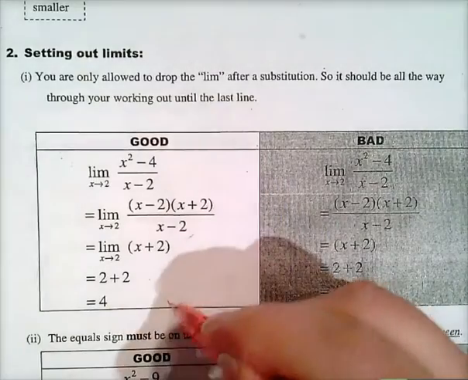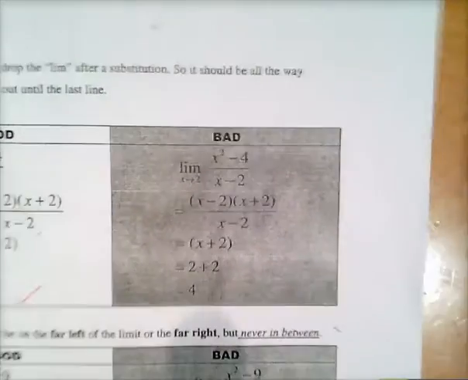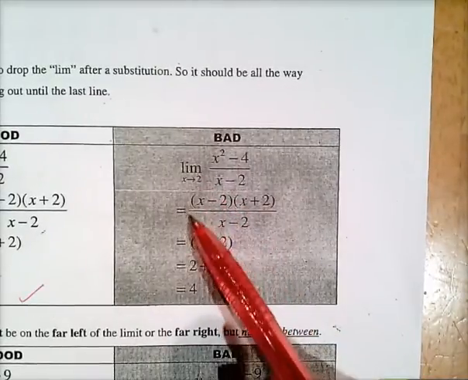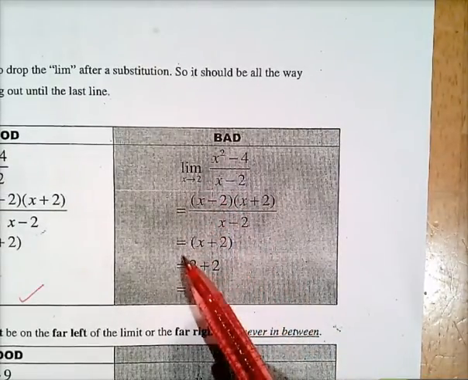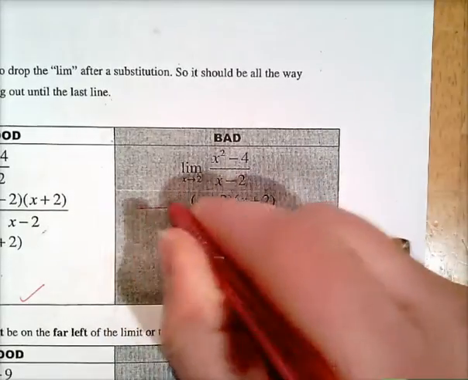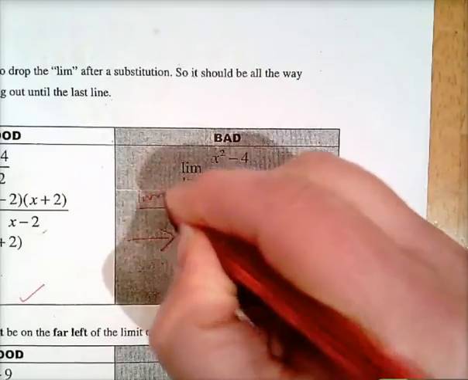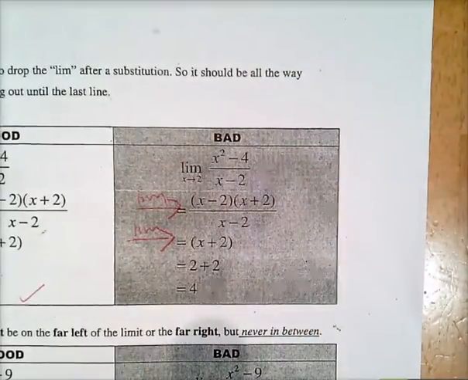So this is done correctly, whereas this over here is incorrect, because the limit as x approaches 2 has been dropped off before the substitution is made. So there should have been limit here and limit written there as well. So it was missing limit as x approaches 2 for those two lines.